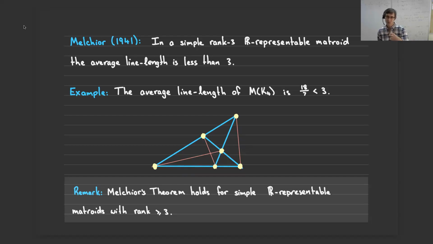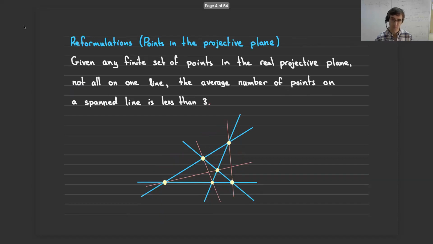Now, while it's not particularly important for this talk, I'm going to explain how Melchior proved his result because it's a really, really pretty proof. But we'll see later another proof of Melchior's result, or a weaker version of Melchior's result, that uses the sort of techniques that we generalize. Okay, so the proof of Melchior's result goes via a sequence of rewordings of the result.